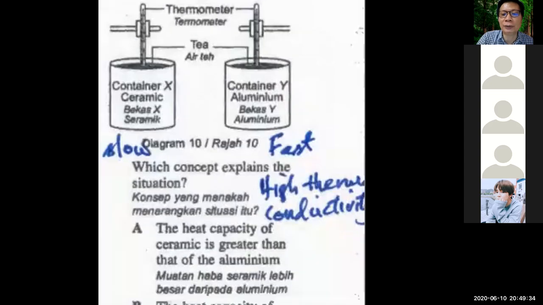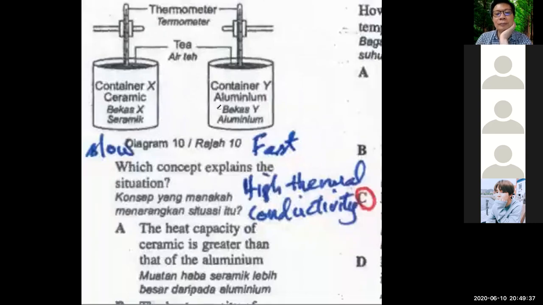This question, let me explain to you. Got a little bit of a problem here. Just now we said that here it cools down faster, and this one cools down slower. This is ceramic, aluminium. We also know this one cools down faster, aluminium, and ceramic cools down slower. Actually, the main reason why aluminium can cool down faster is because aluminium can conduct heat faster, it has high thermal conductivity. Because aluminium can conduct the heat faster, the water cools down faster.